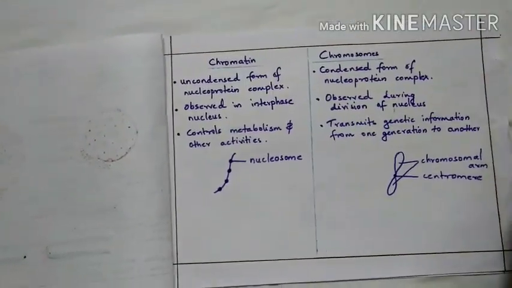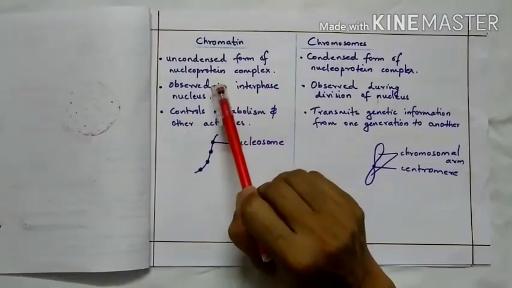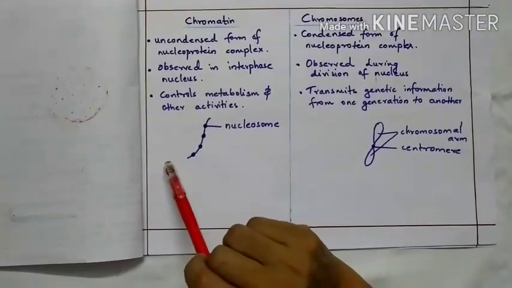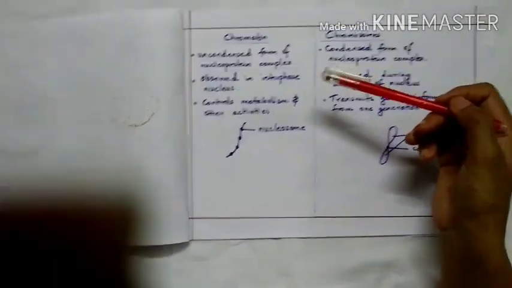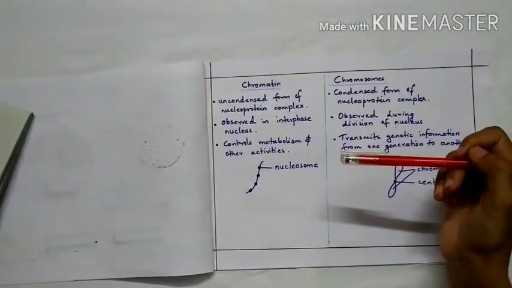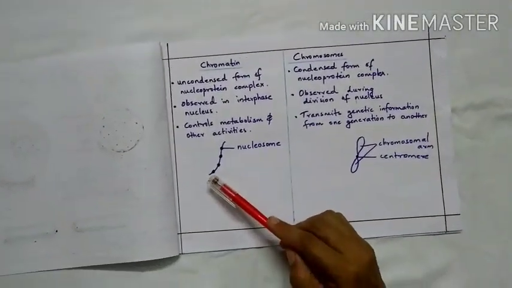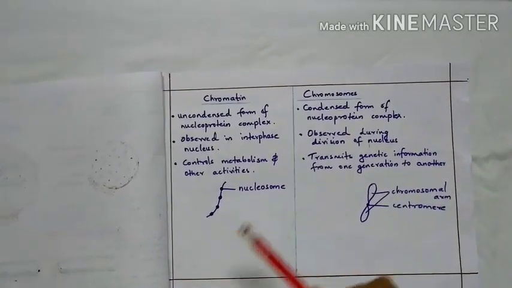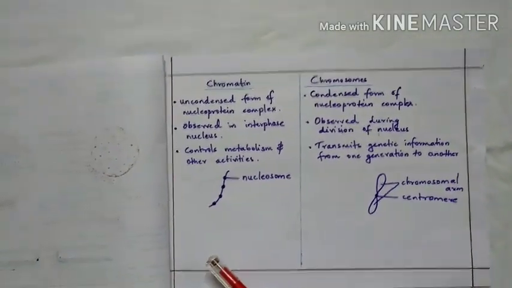The chromatin network found inside the nucleus is actually the uncondensed form of the nucleoprotein complex, which is observed in the interphase stage of the cell cycle in the nucleus. It controls metabolism and other activities. It looks like a string with beads at regular intervals. Each bead is called a nucleosome.